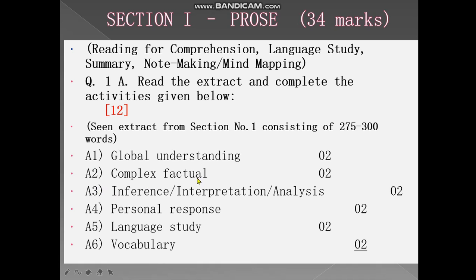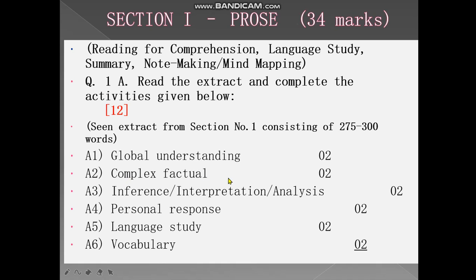Then A2, complex factual. Factual, what does that mean? Let me tell you that first. Factual means that in the given passage or extract, you would get the answer in a straightforward manner. That is called factual, based on the fact you got.